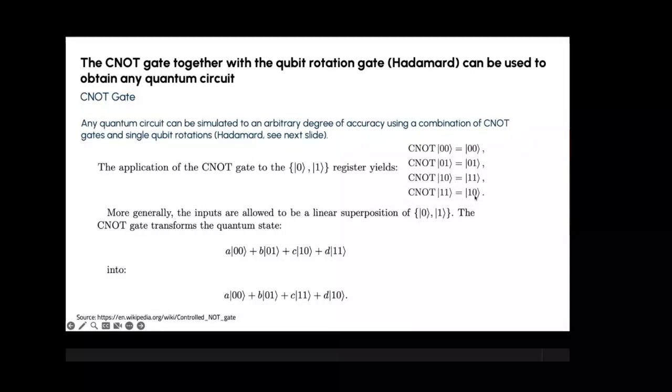And so, basically, more generally speaking, the C0 gate transforms the quantum state shown here into this quantum state. So this stays the same. This becomes 0. This becomes 1. This stays 1. And so why is this so important? Because when you combine C0 gates, you can get higher operations.